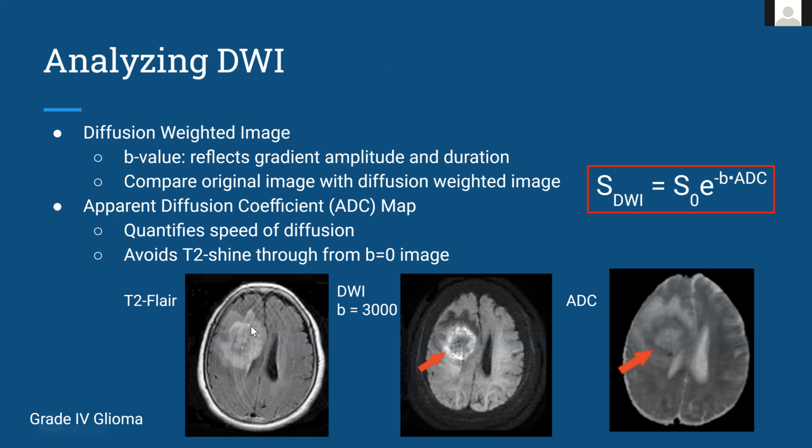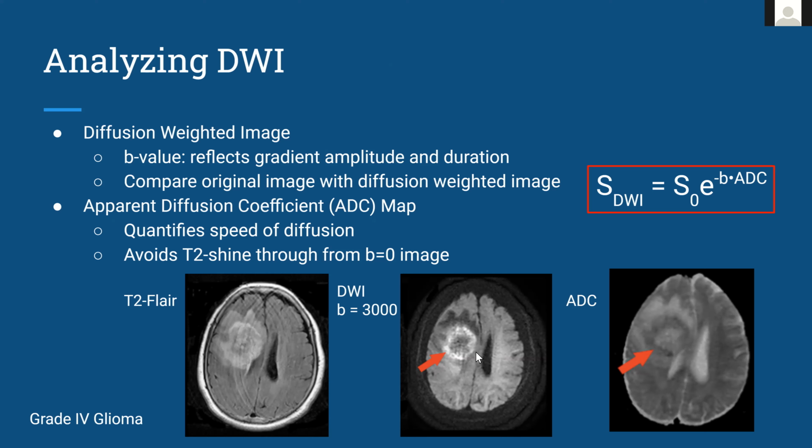To compare the original image with the diffusion weighted image, we have to refer to what is known as an ADC map. Basically this map quantifies the speed of diffusion, and it avoids what is known as T2 shine through. If we look at just the diffusion weighted image, we see a very bright signal where the glioma is. However, just by looking at this image, we don't know whether there's actually restricted diffusion or if it's just the very high T2 signal carrying over into the diffusion weighted image, which is known as the T2 shine through.